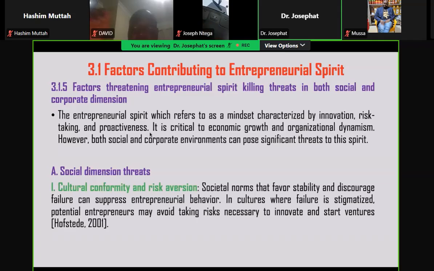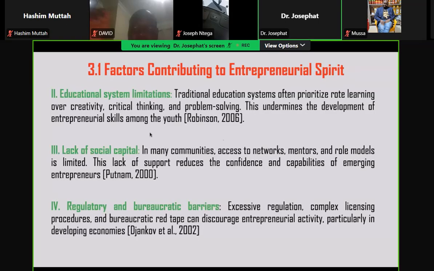So the second one, we talk about education system limitations. Traditional education systems often prioritize rote learning over creativity, critical thinking, and problem solving. And this undermines the development of entrepreneurial skills among the youth. Na hizi ni changamoto kubwa sana tulionao katika nchi yetu kwa sasa. Tukiangalia mifumo mingi ya elimu ambayo tunayo katika nchi yetu kwa sasa hivi, yote ina target formal education. Wale watoto wanaenda shule kwa lengo la kupasi mitihani yao.